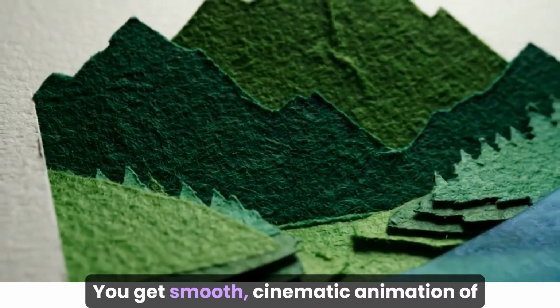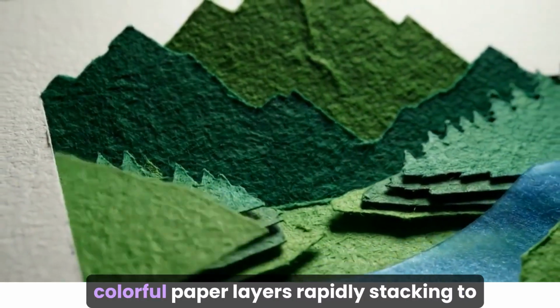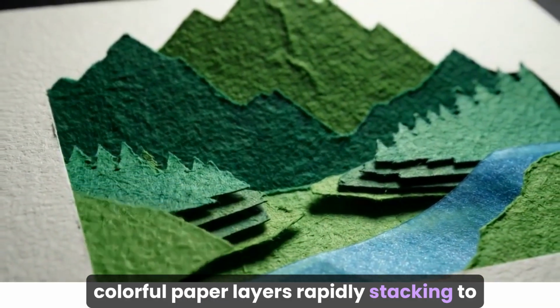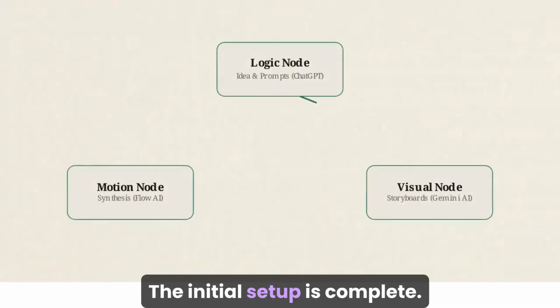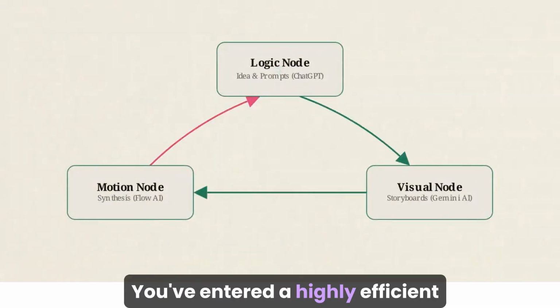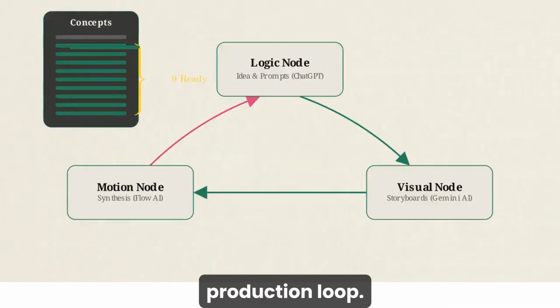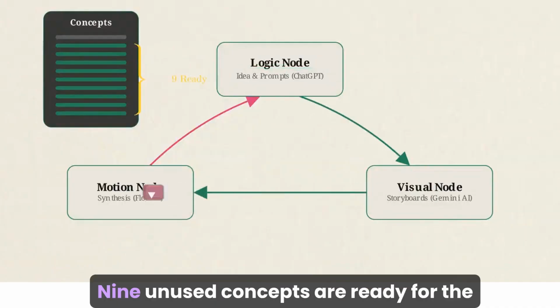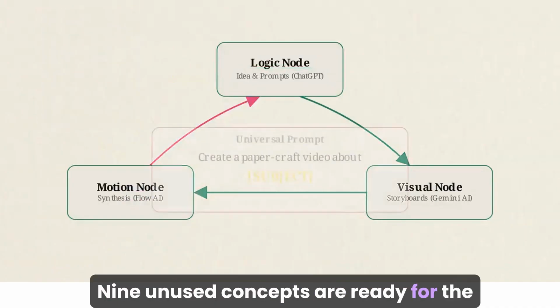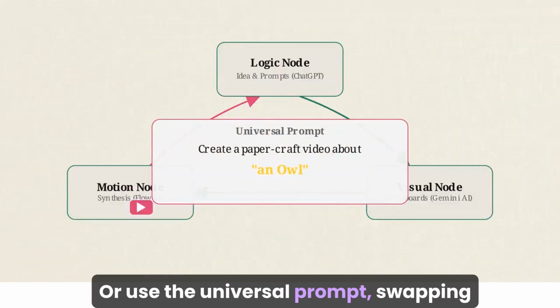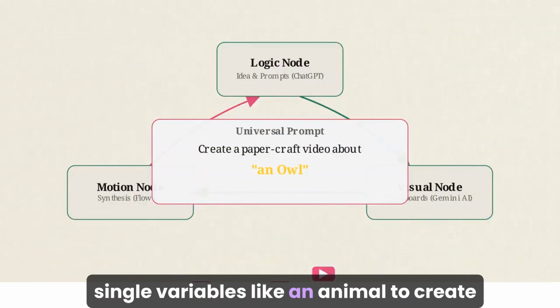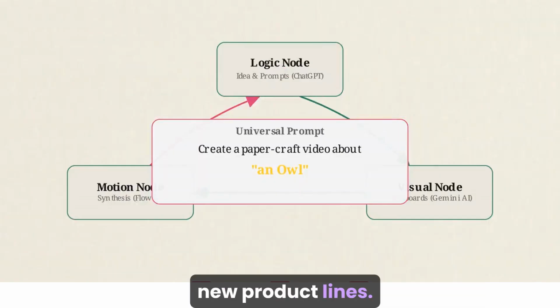You get smooth, cinematic animation of colorful paper layers rapidly stacking to form a lush 3D landscape. The initial setup is complete. You've entered a highly efficient production loop. Loop back to step 1. 9 unused concepts are ready for the visual and motion nodes. Or use the universal prompt, swapping single variables, like an animal, to create new product lines.